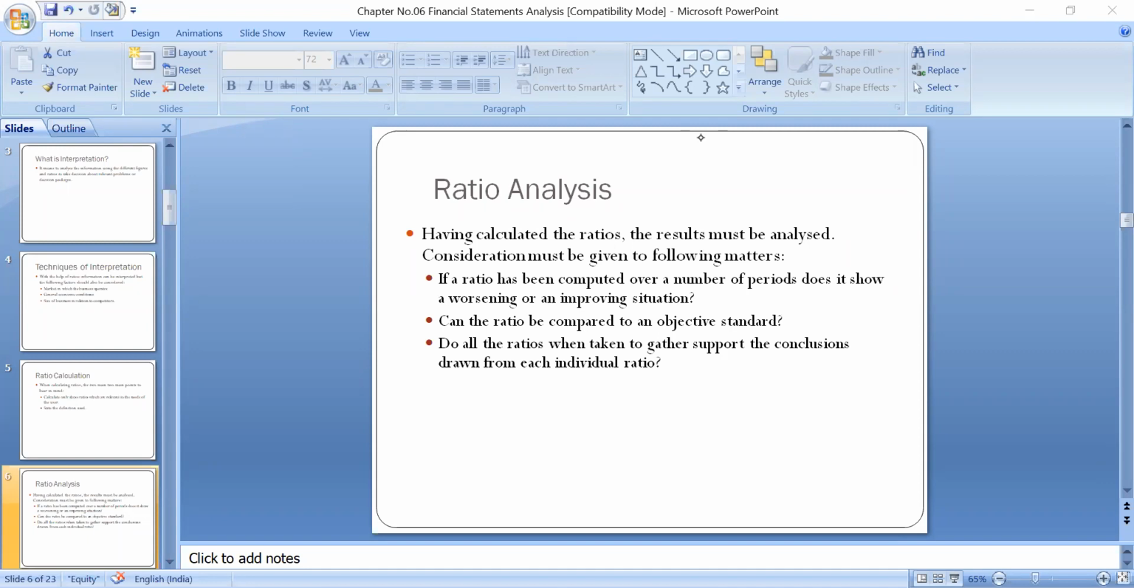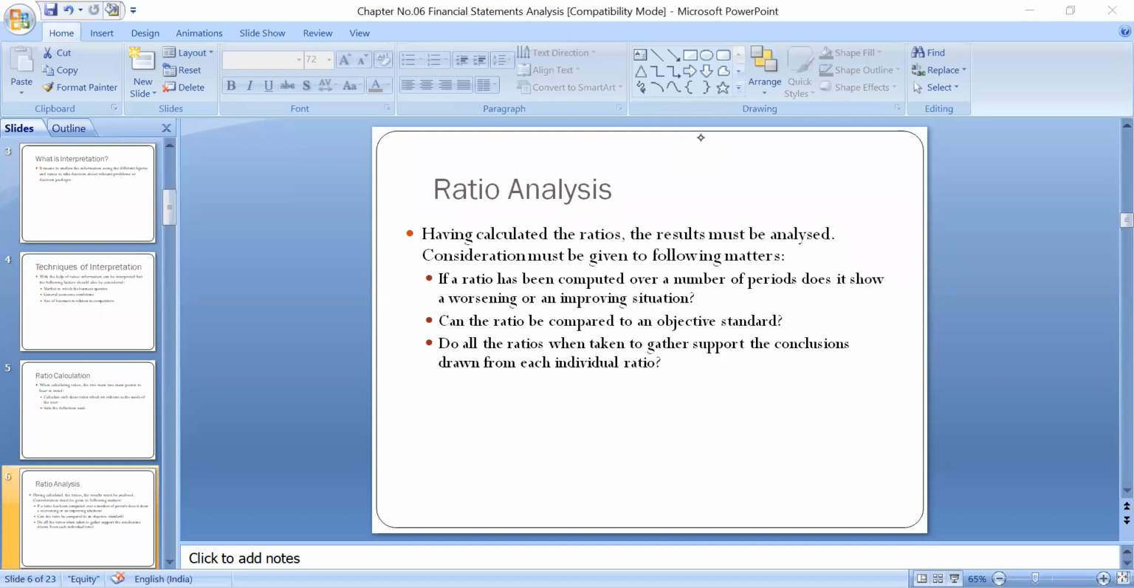There is another way, we can compare the ratios against a standard benchmark. Sometimes we can set a benchmark, a standard. Then at the end of each year, whatever our ratios and performance come to, this performance can be compared against a specific standard, to see whether we are meeting that standard or not. So ratios can be compared against an objective standard or a specific benchmark.